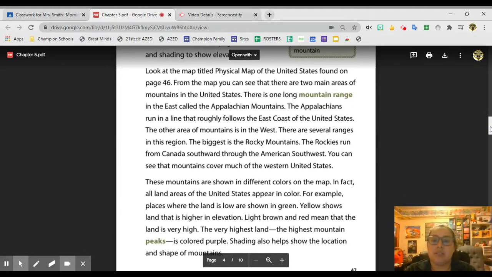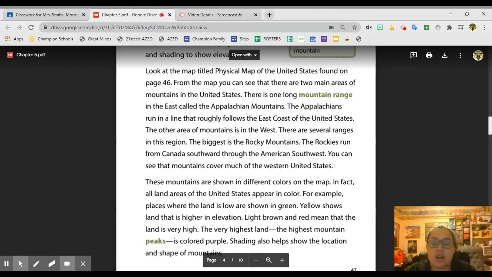Look at the map titled Physical Map of the United States found on page 46. From the map, you can see that there are two main areas of mountains in the United States. There is one long mountain range in the east called the Appalachian Mountains. The Appalachians run in a line that roughly follows the east coast of the United States. The other area of mountains is in the west. There are several ranges in this area. The biggest is the Rocky Mountains. The Rockies run from Canada southward through the American Southwest. You can see that mountains cover much of the western United States.